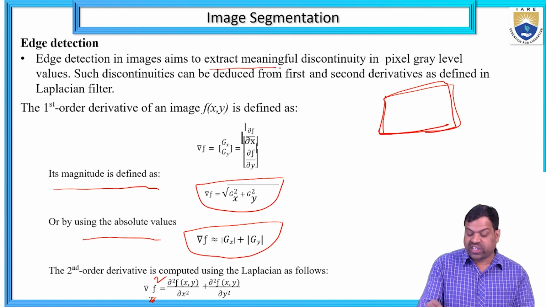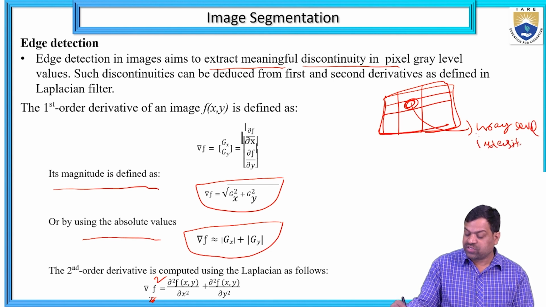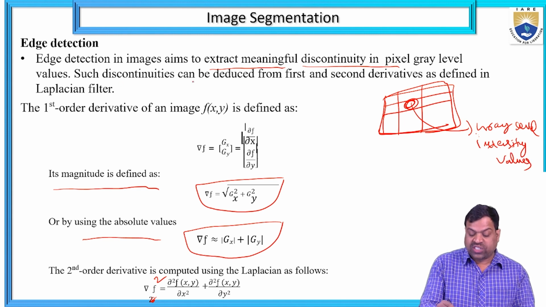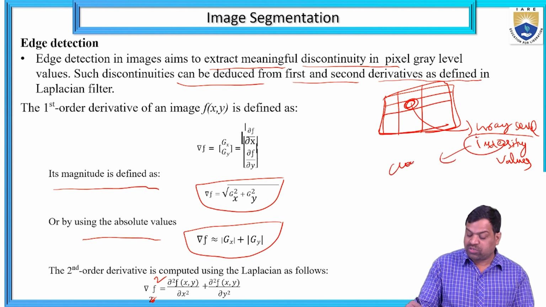So edge detection extracts meaningful discontinuity in pixel gray level values. Such discontinuities in the gray level intensity values can be detected from the first and second order derivatives. So these intensity values have to be changed, and how we change them is by going for the first and second order derivative.